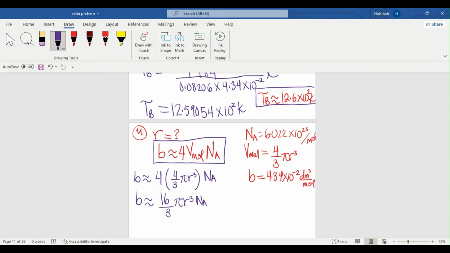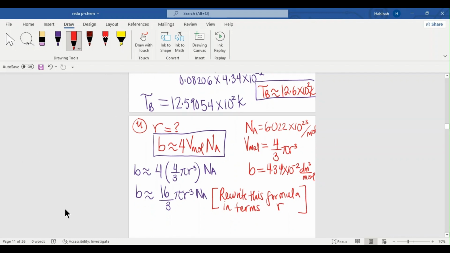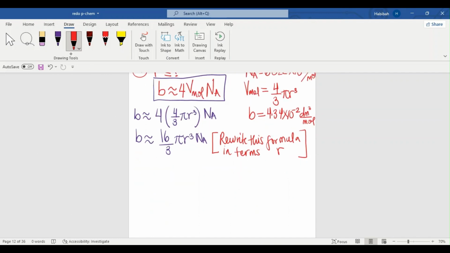The next thing you have to do is rewrite this formula in terms of what we're solving for. So in this case, I'm going to rewrite this formula in terms of R. When we do that, I'm not going to write the breakdown of how we did it because you guys are taking physical chemistry, so at this point you're supposed to be able to know how to do it. So you have b equals 16 pi r cubed Na over 3. We're going to write this in terms of R.